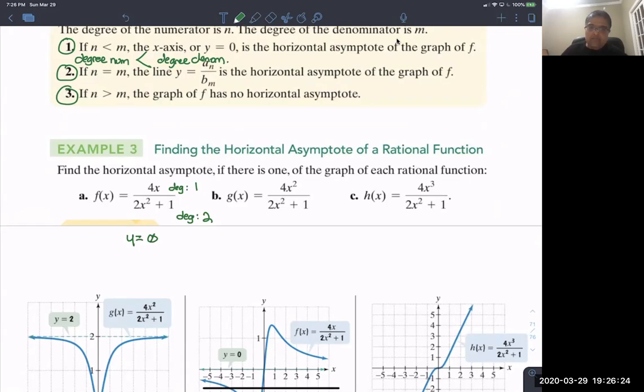Now, B, notice both the degree in the numerator and the degree in the denominator are 2. So both have a degree of 2. So now that means my horizontal asymptote is the ratio of the leading coefficients. Remember, the leading coefficient is the number in front of the variable with the largest exponent. So the leading coefficient of the numerator is 4, and the leading coefficient of the denominator is 2, which reduces to 2. So my horizontal asymptote is y equals 2.